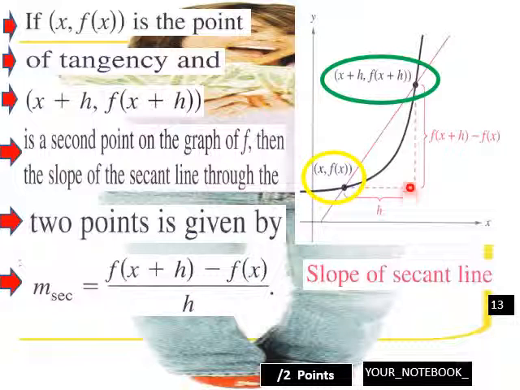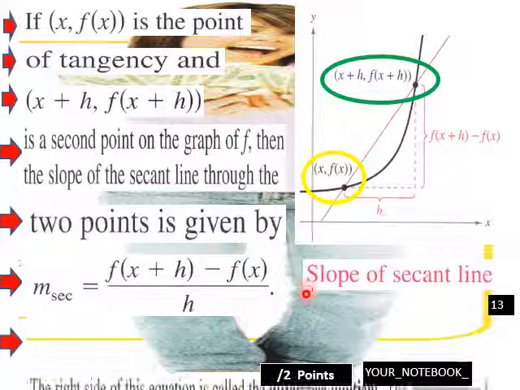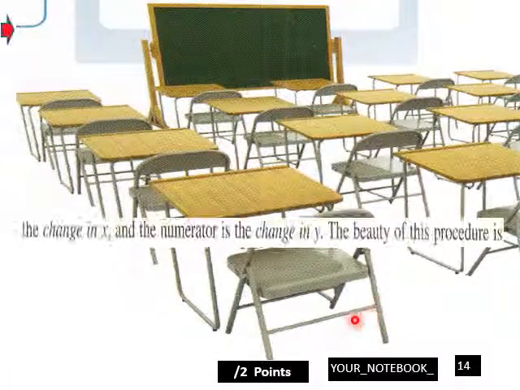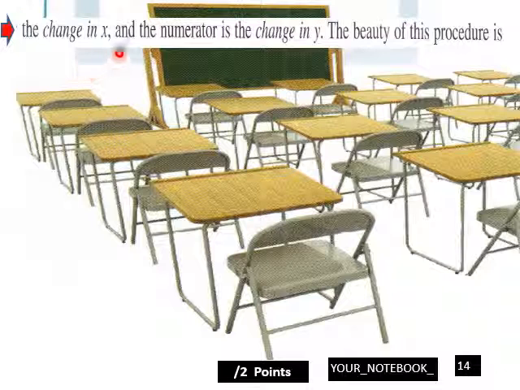So we have rise over run. Here's our rise, and here's our run. So there is your slope formula for the slope of a secant line. The right side of this equation is called the difference quotient. This is your difference quotient there. The denominator h is a change in x, and the numerator is a change in y.